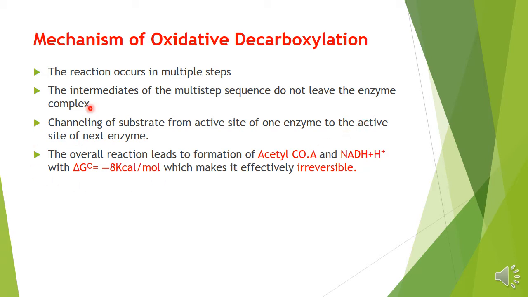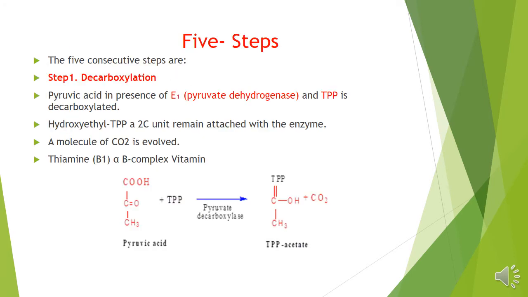You will see that this reaction, which is responsible for pyruvate decarboxylation, is overall an irreversible reaction because it produces a free energy of -8 kilocalories per mole. That makes it a highly irreversible step. This pyruvate will be converted to acetyl CoA. It takes place in 5 steps. We'll see them one by one.